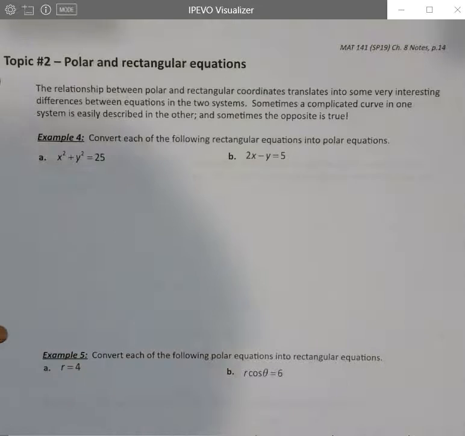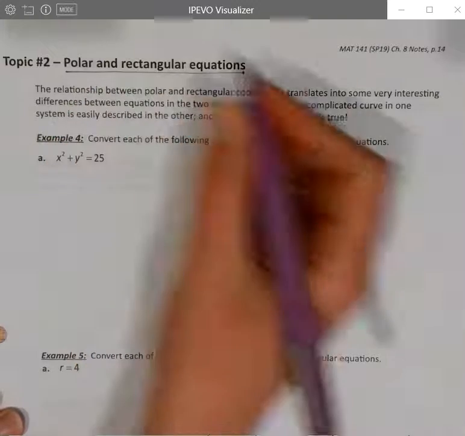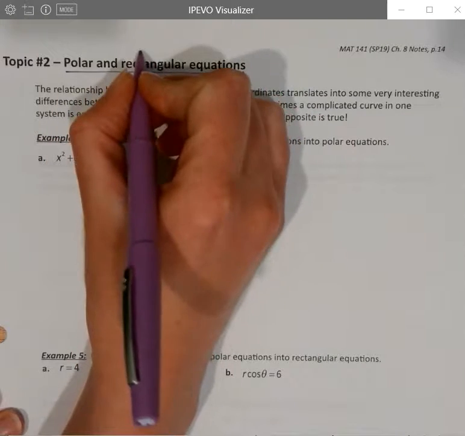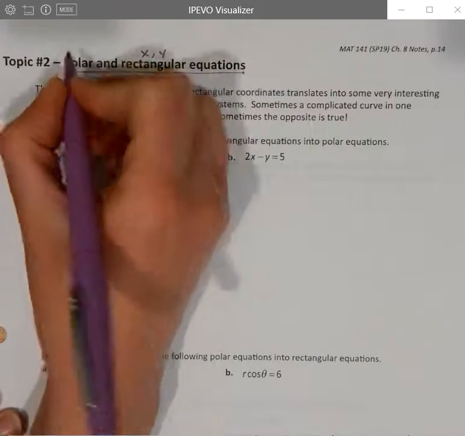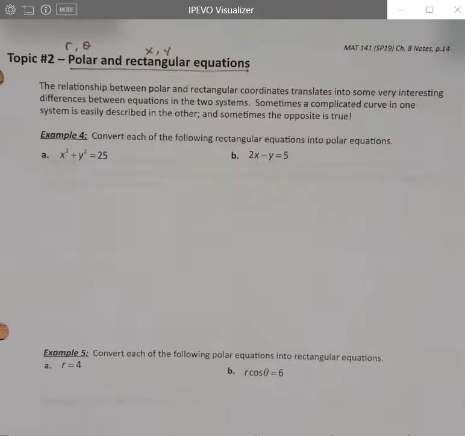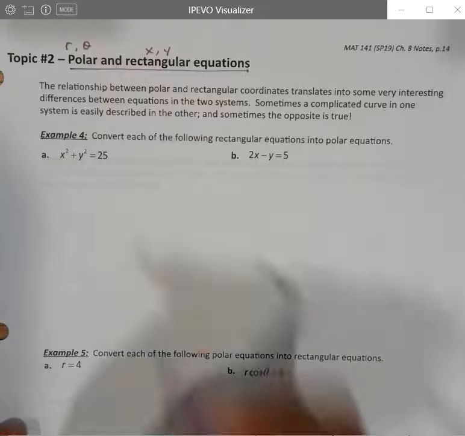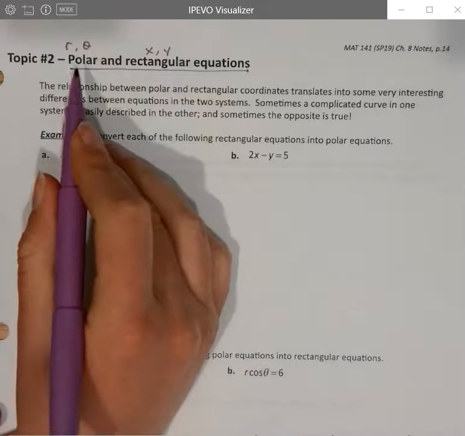Next, instead of looking at converting coordinate points, we're going to look at converting equations, polar and rectangular equations. Rectangular equations have x's and y's in them. Polar equations are going to have r's and thetas in them. Sometimes an equation that's really complicated to write in rectangular is actually quite easy to write in polar, and vice versa.